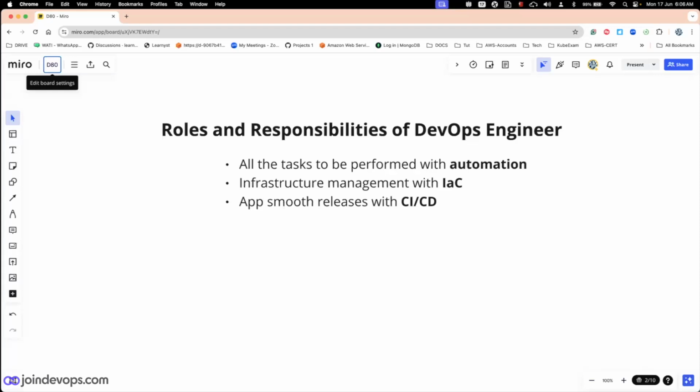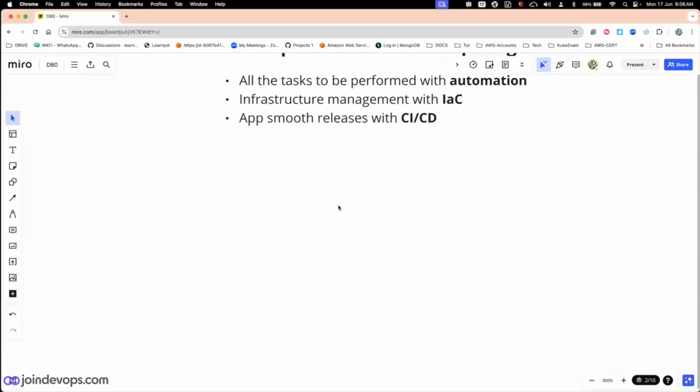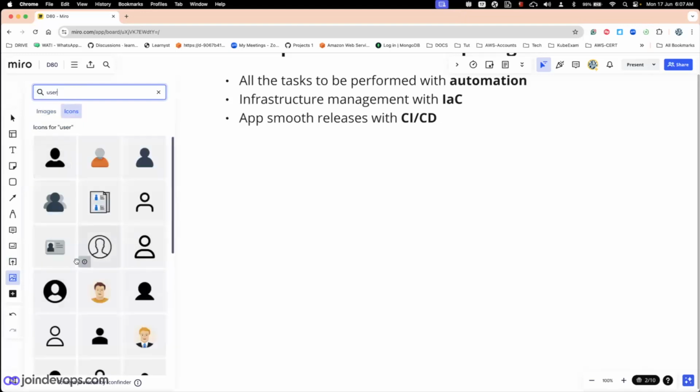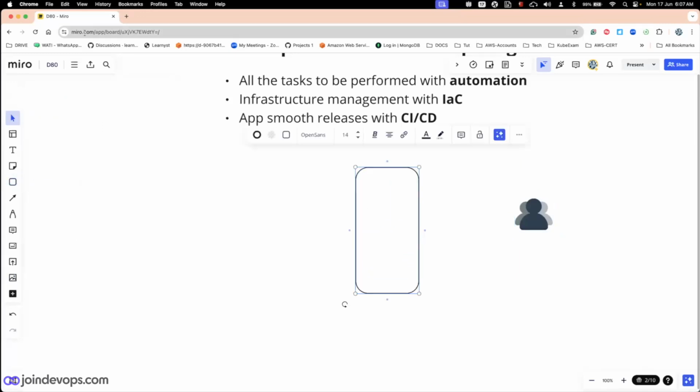Now we wanted to do application smooth releases, right? Now, how can we release the application smoother? Or what is this application? For an example, you're a user, let's say. Now, if you're a user, these users are going to access some sort of an application. Assume that they are accessing some application. For an example, you're accessing a web page called google.com, or let's say you're using this page only, Miro. Now let's say you're accessing miro.com.